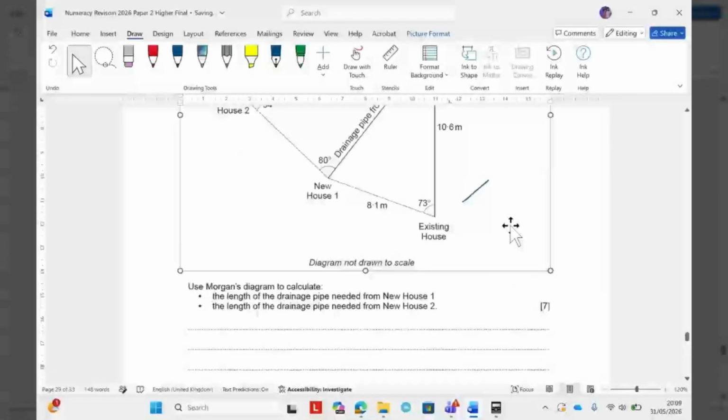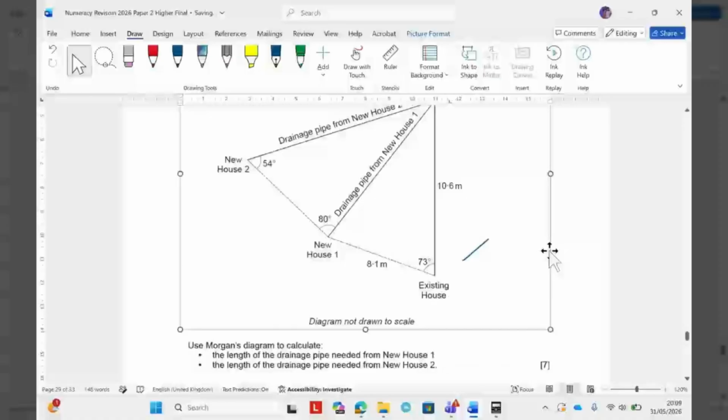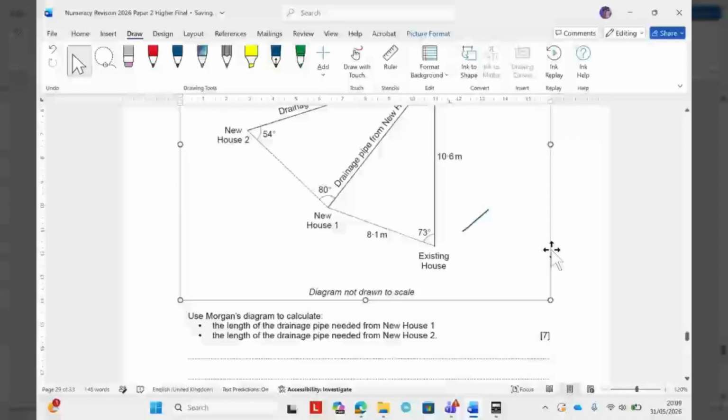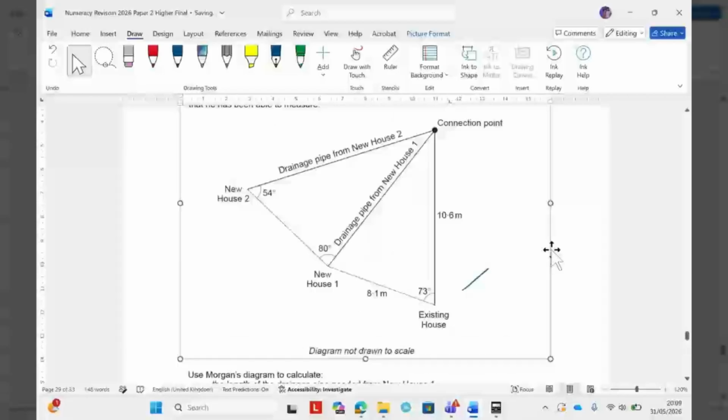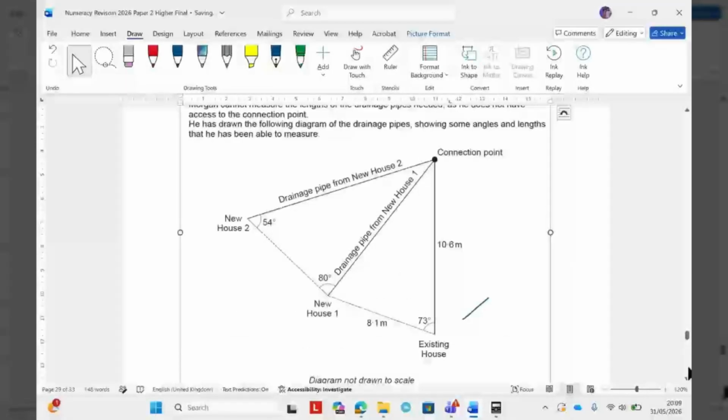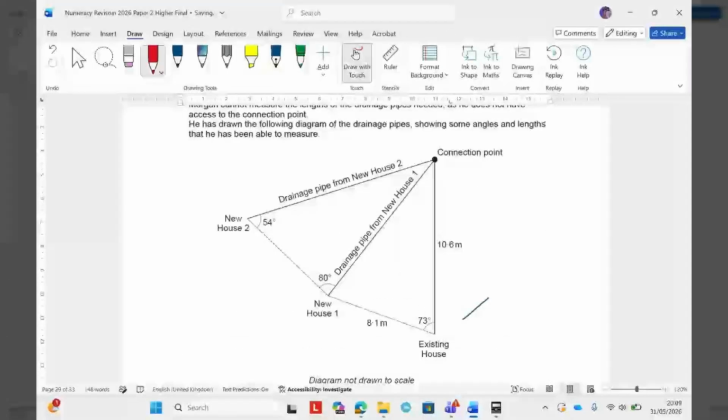Okay, use Morgan's diagram to calculate the length of drainage pipe needed for house 1 and then the length of drainage pipe needed for house 2. Not a problem. Let's have a little look at this. Let's go back to my red pen. Right, okay. So we're going to start with the length of drainage pipe for house 1. It's been very kind to us and told us which one first.